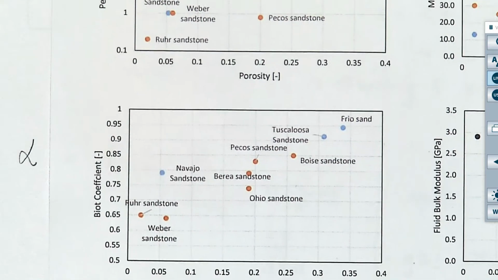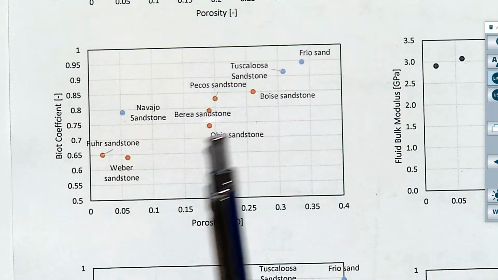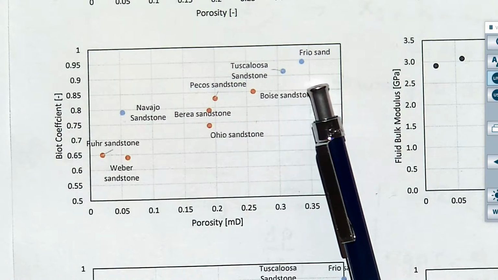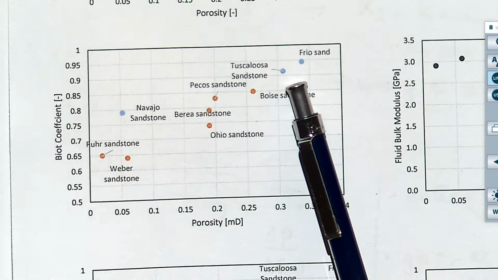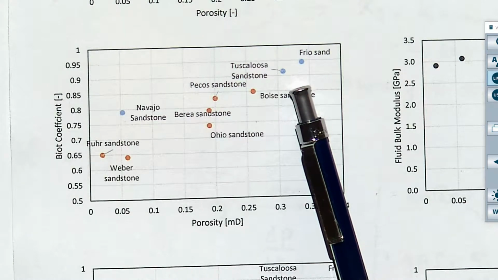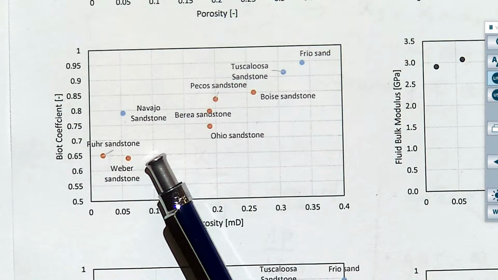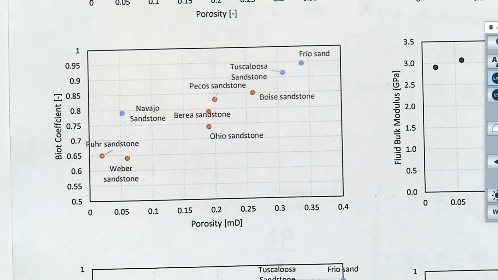But if we compare that with the Biot coefficient, you also see that for high porosity sediments, unconsolidated sediments like this sand, like this sandstone, the Biot coefficient tends to be large, in the order of 0.9. But when you go into tighter rock, it gets lower and lower.